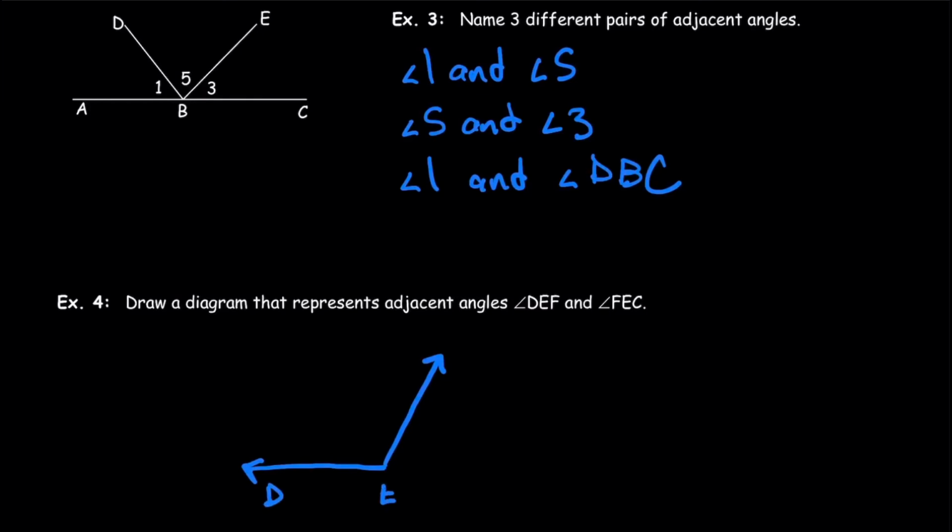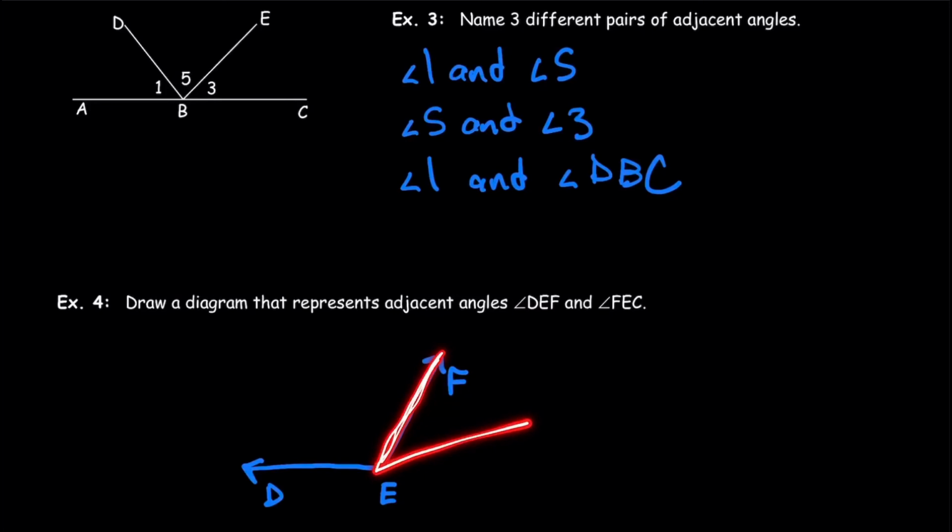D, E, F. Okay, now we need to notice what's the same. D, E, F, F, E, C. So notice E, F, F, E. So my second angle has to have F, E in it. So I'm going to start here, and then maybe just go off in any direction. You could do that. You could do this. You could do that. It doesn't matter as long as this is the start of your new angle.